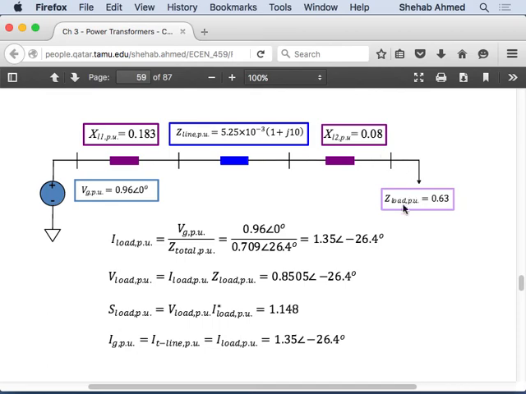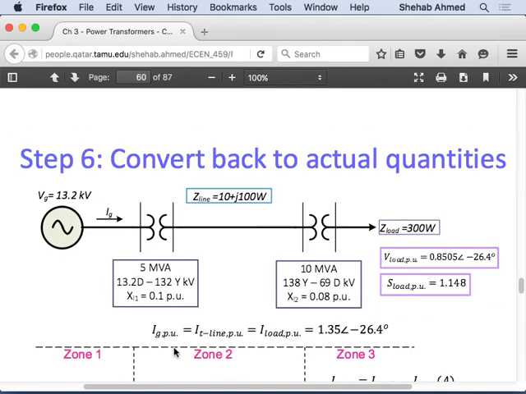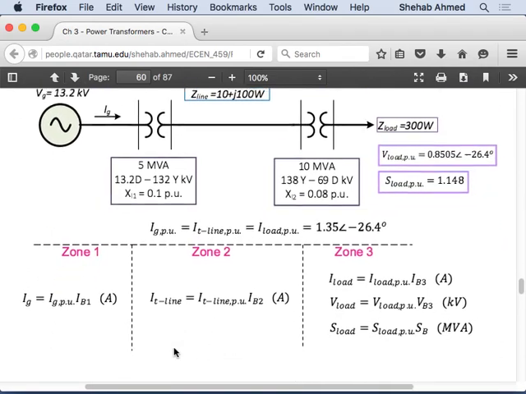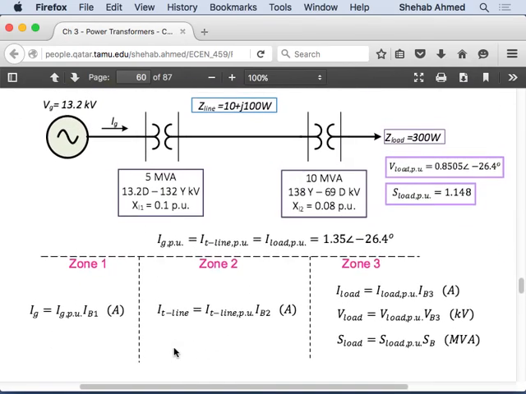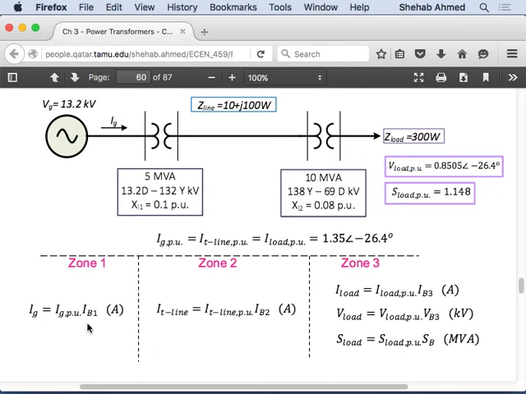If they tell you actual values, then you have to multiply by the base value in the specific zone where the equipment is located. And here they convert back to actual values, just by multiplying by the base in the specific zone, right? Just multiply by the base in the specific zone. Okay? Same for power.